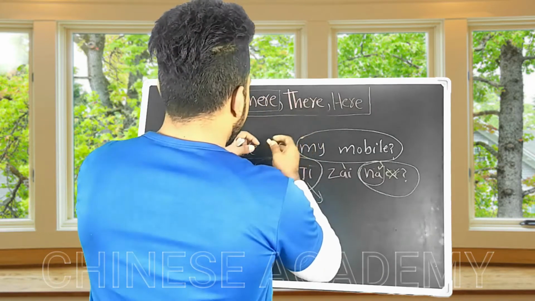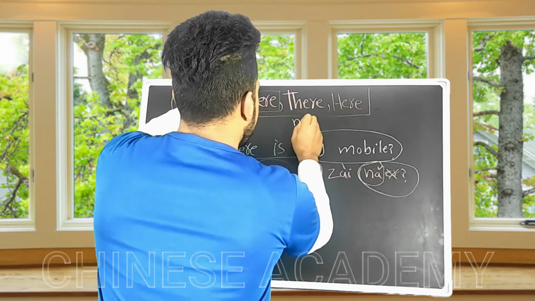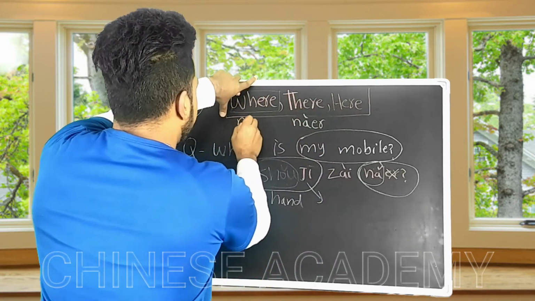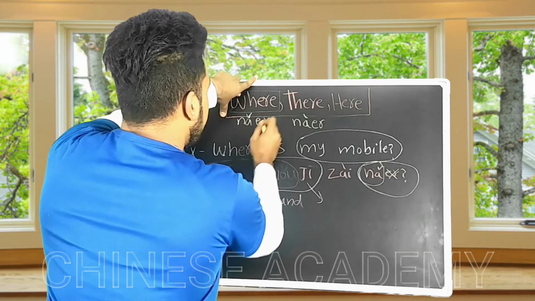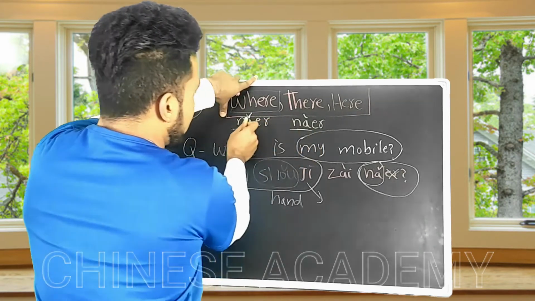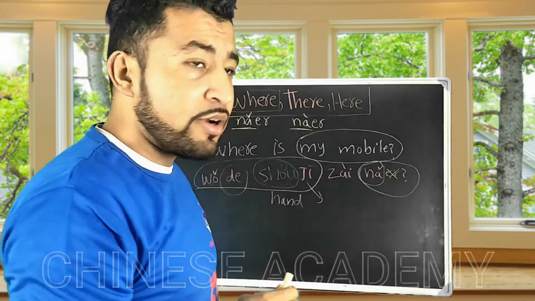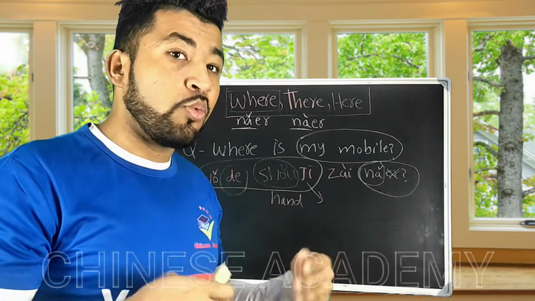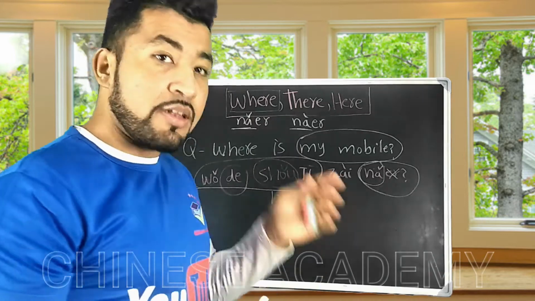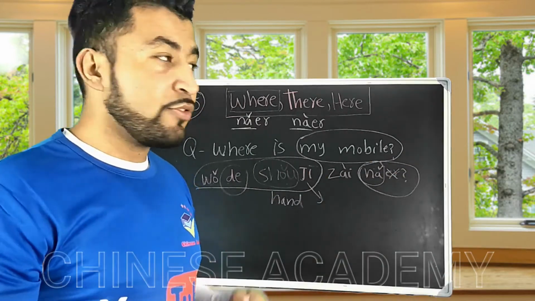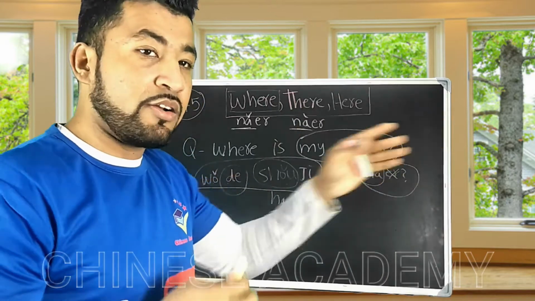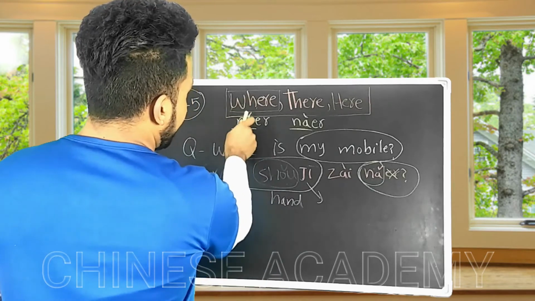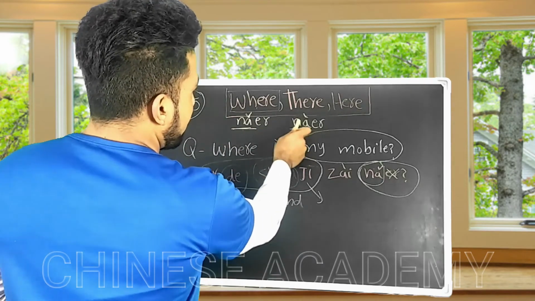So for there we can say 那. The pinyin is the same as this one, 哪. The pinyin is the same, remember, but the tones are not the same. If it's with the third tone, 哪, it means asking the question where. And if it's with the fourth tone, 那, it means the answer there. Where's my mobile phone? It's there, 在那. Remember, the pinyin is the same for both where and there, but the tones are different. Where has the third tone, and there has the fourth tone.